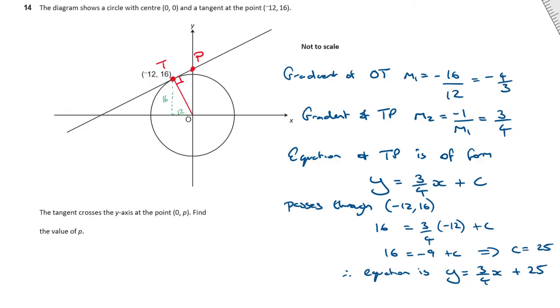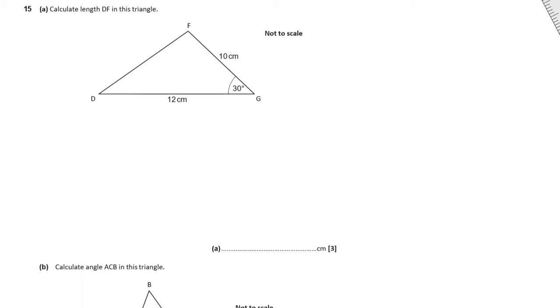Okay, so what is the value of p then? P is going to be the y-intercept. It's just going to be that value there, isn't it? The y-intercept is 25. When x is 0, 3/4 of 0 will disappear, y is equal to 25. So then, what do we want to find the value of p? P is the height there, it's the y-coordinate, so p is just 25. P equals 25.